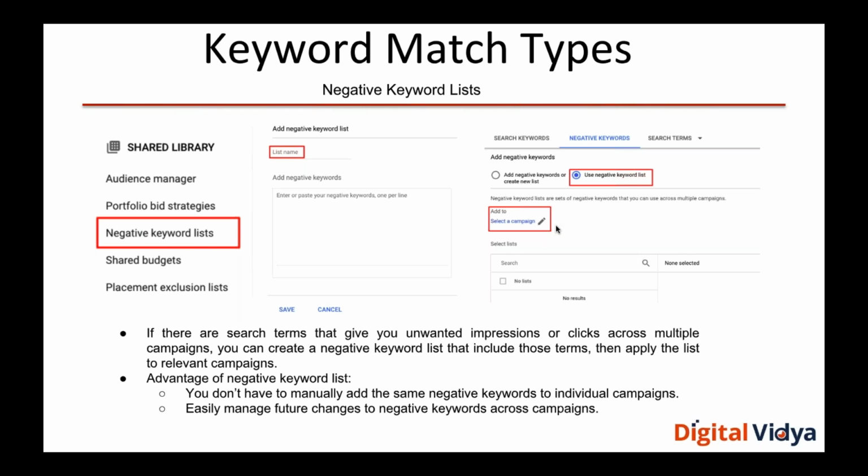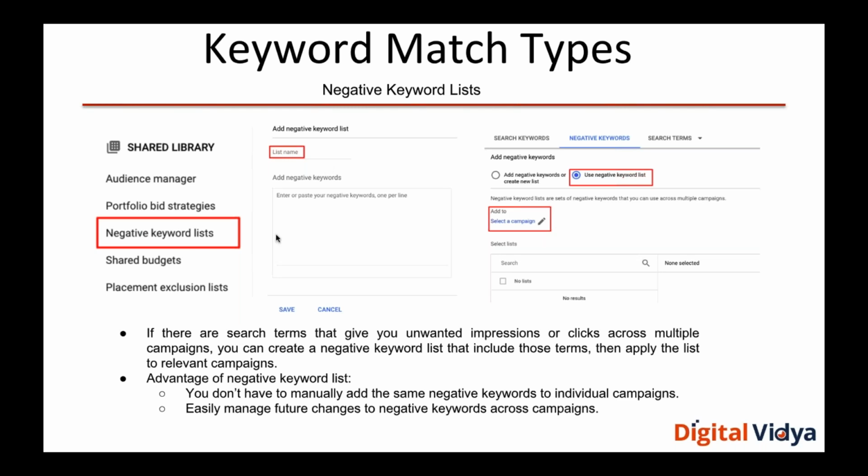So shared library has certain features or options which you can create, like shared budget or other lists, or bid strategies that you can create, which are applicable across campaigns or across ad groups. Well, that's why it's called shared library. So if you want to create a list of negative keywords which you want to share across campaigns or something like that, you can click on negative keyword list here.